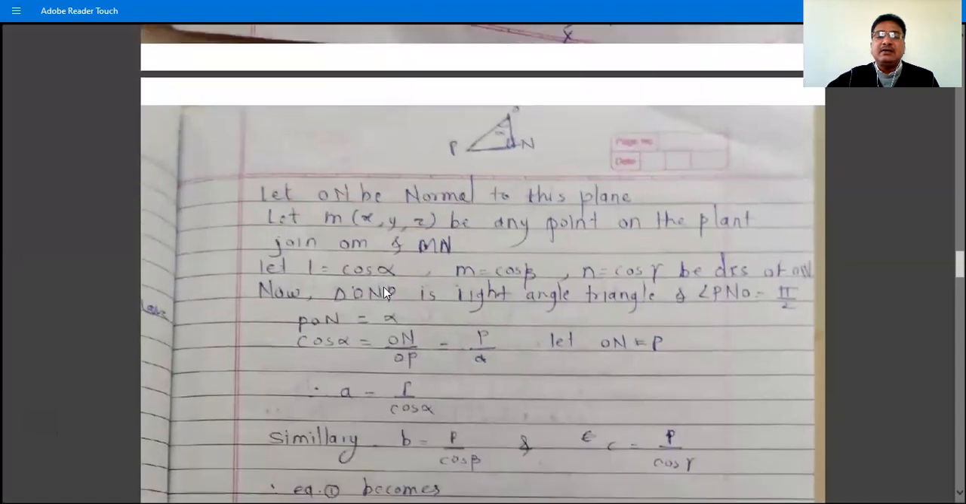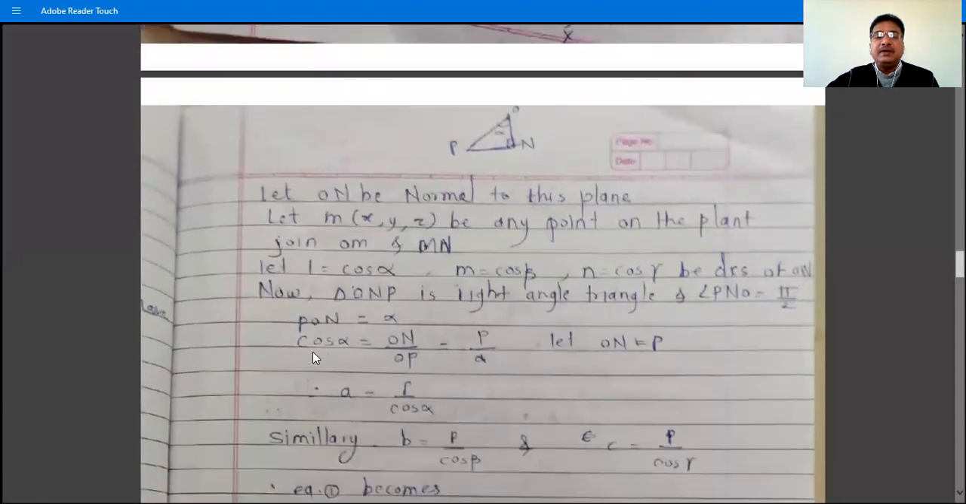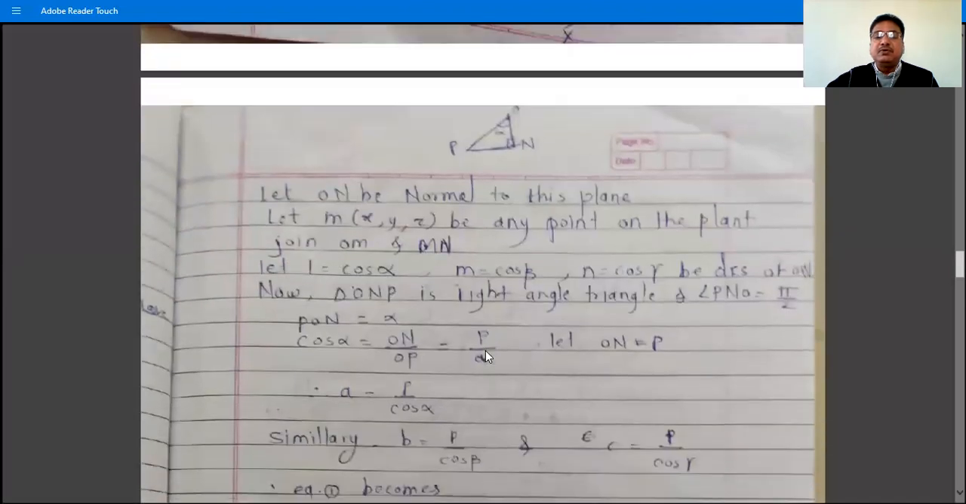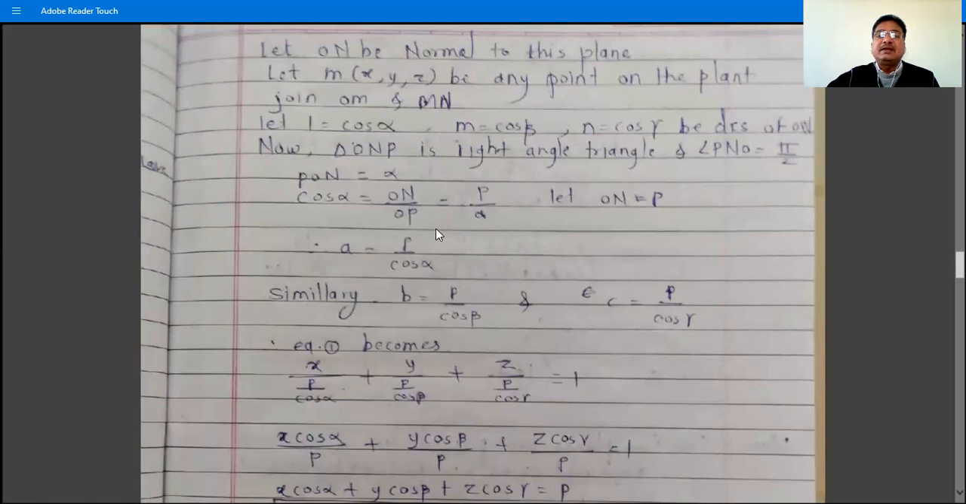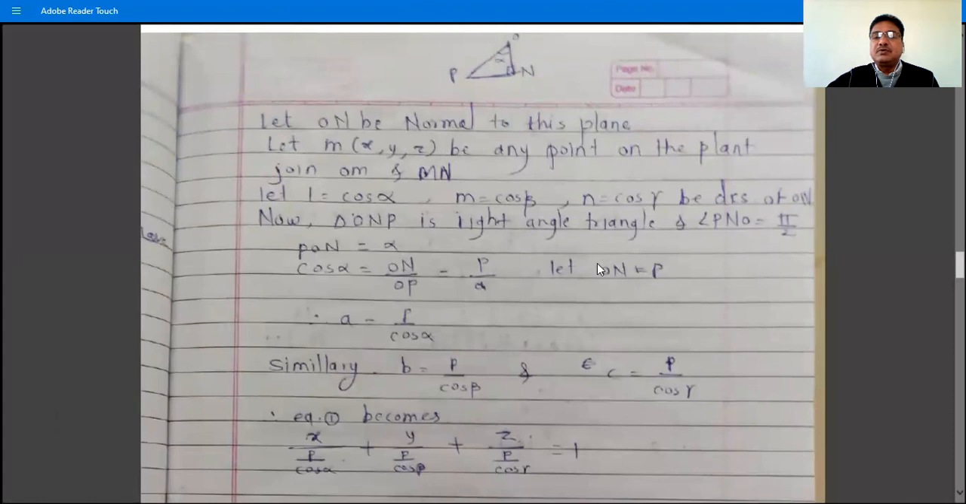So in right angle triangle ONP, angle PNO is 90 degrees. Therefore cos alpha is the adjacent side ON divided by the hypotenuse OP. Suppose the distance ON is small p, and OP is a. Then cos alpha is p by a, so a is p by cos alpha. Therefore, small a is p by cos alpha.